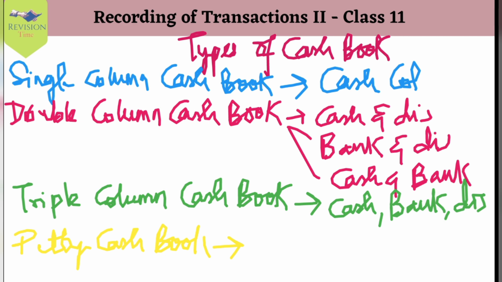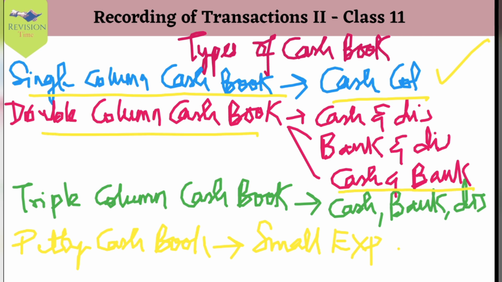In this book we record all the petty cash expenses. Petty cash expenses means small expenses, small cash expenses. So in our today's video we will be studying about single column cash book. We will be looking into double column cash book with cash and bank account.